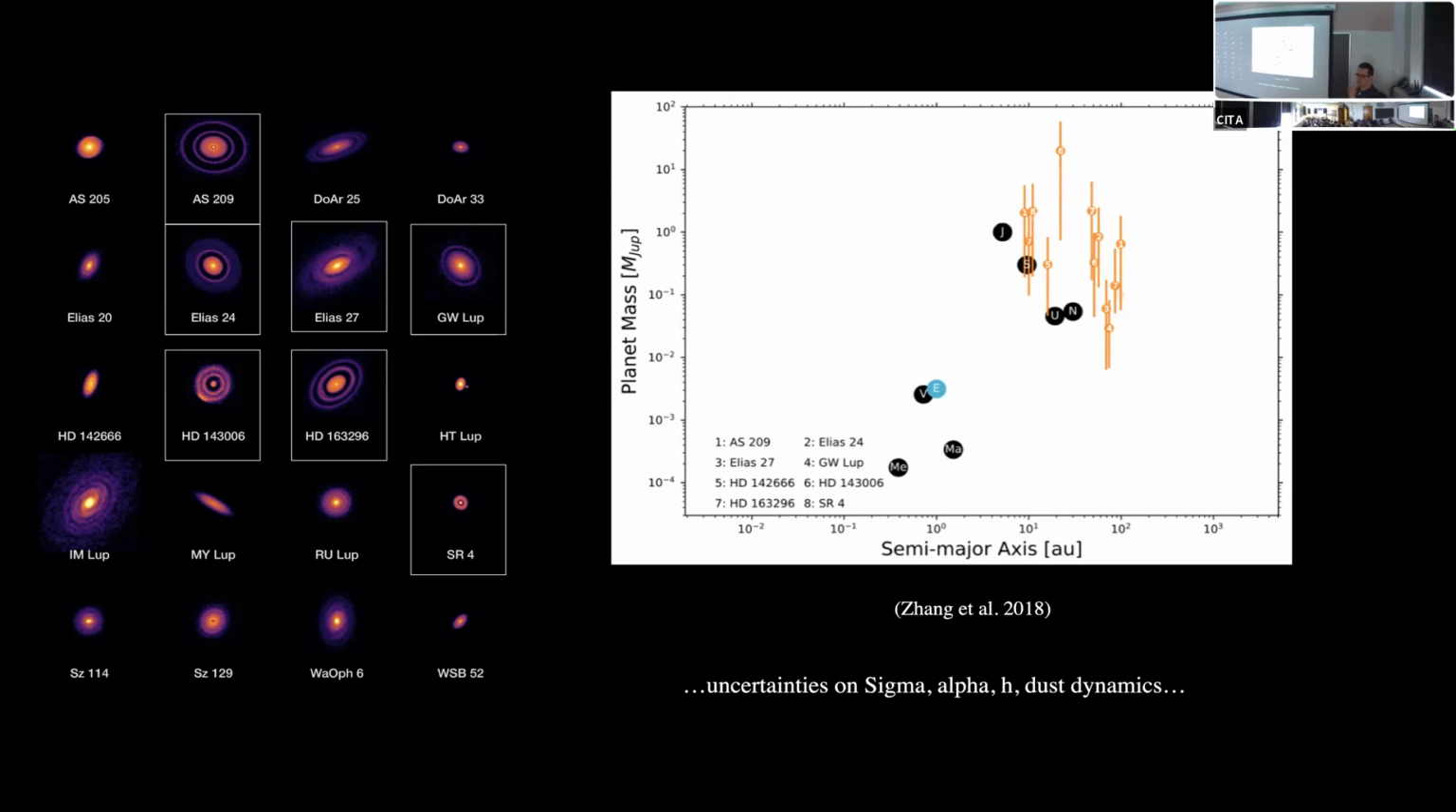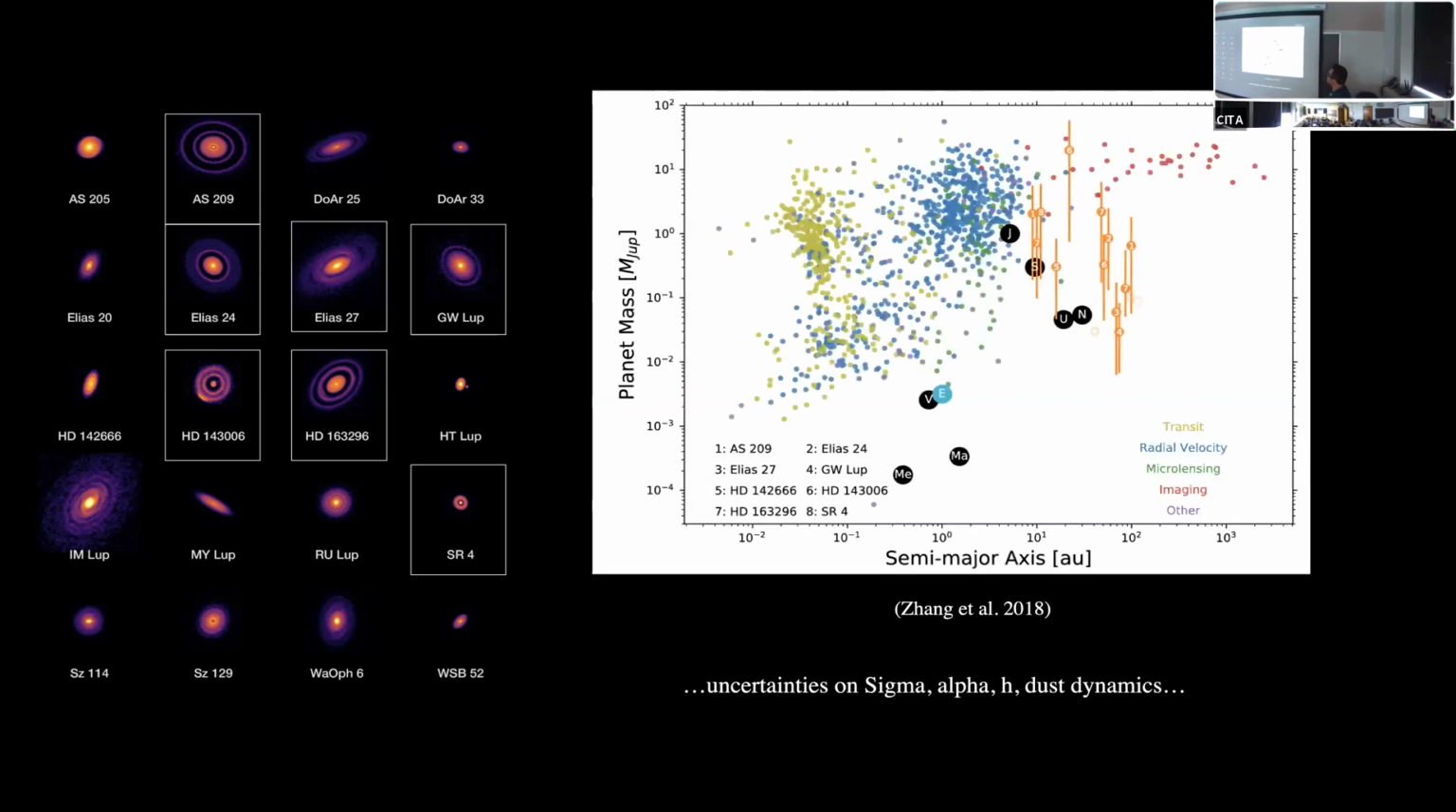And just for you to get a sense and compare this to the architecture of exoplanets, this is the same figure, but now showing the planets from transits, the planets from radial velocities, and these big planets that are the direct imaging ones.